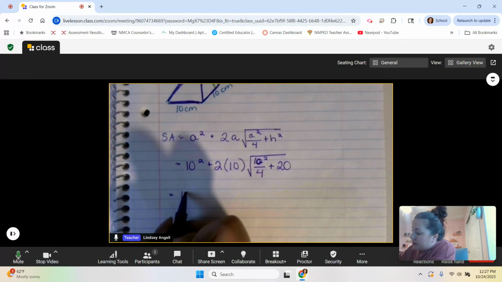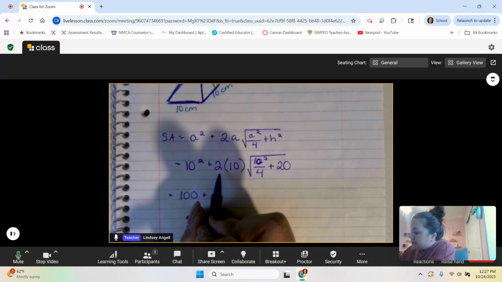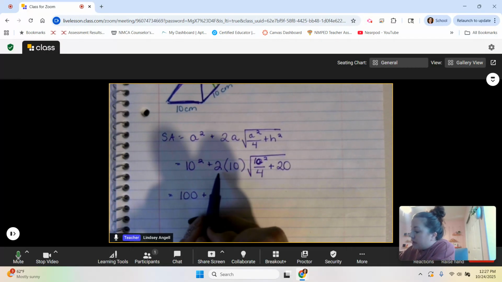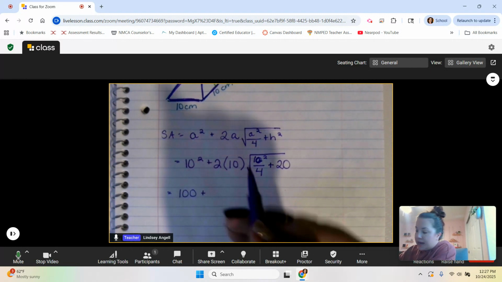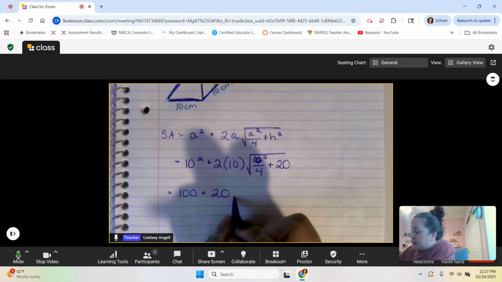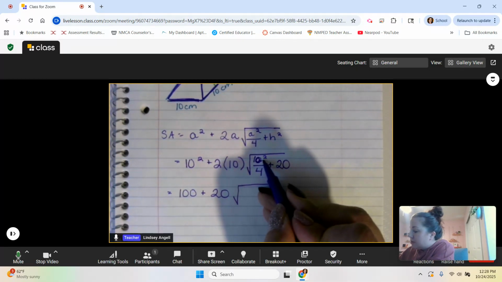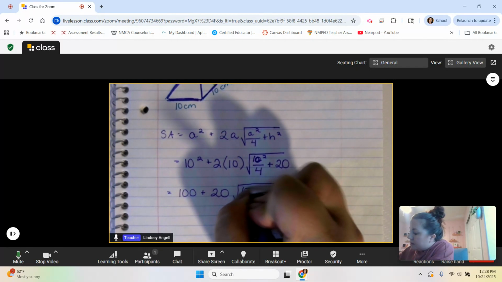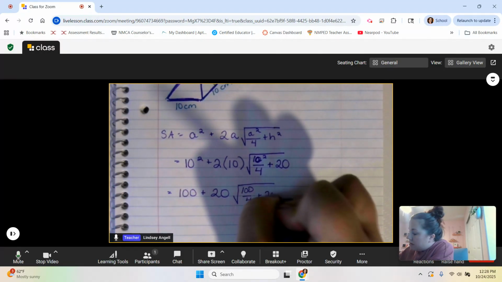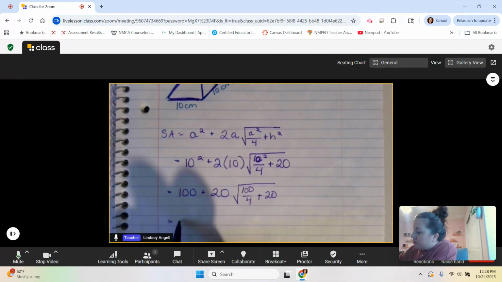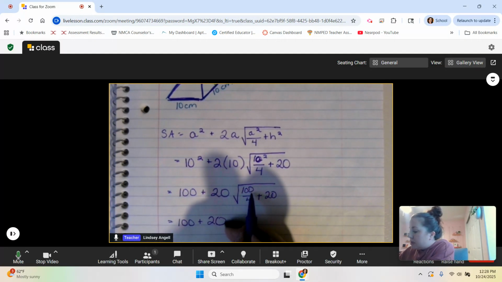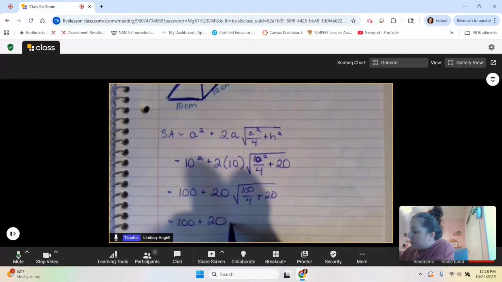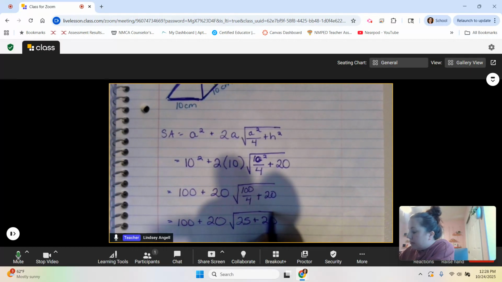So 10 squared we know is 100 plus, and then let's see, we can go ahead and do this because we need to complete the multiplication before we add. So that would be plus 20, and then in here we've got 10 squared over 4. Well, that's 100 over 4 plus 20. So out here we still got 100 plus 20. Well, 100 divided by 4 is 25. So square root of 25 plus 20.